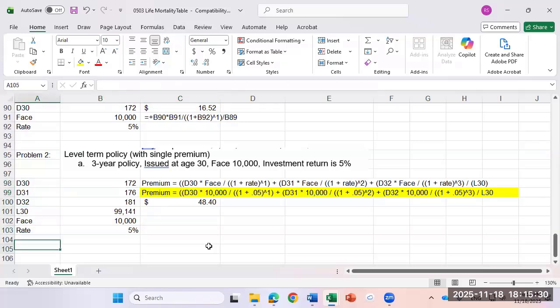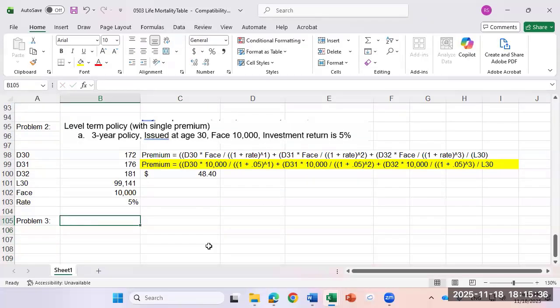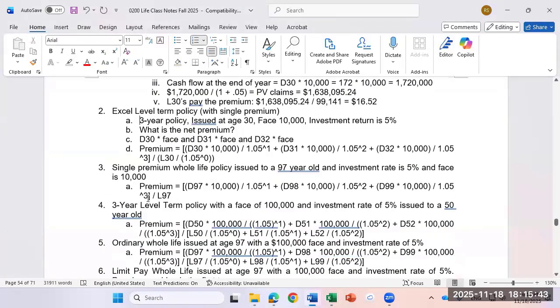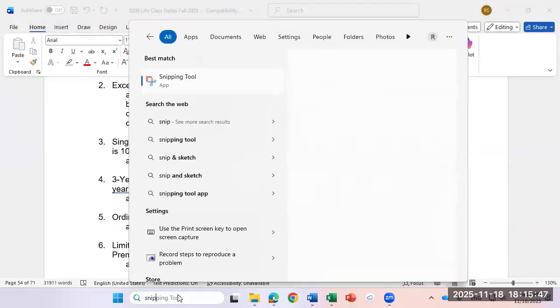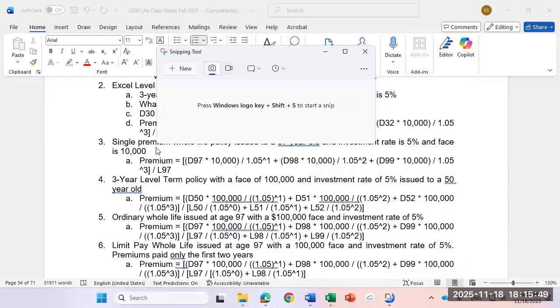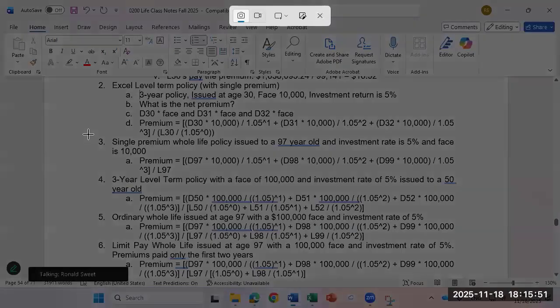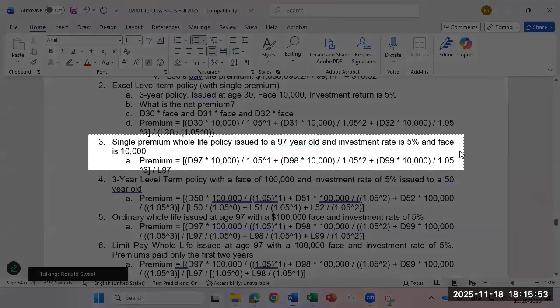So let's try problem 3. Hopefully you're in Excel and trying to keep up with me here, that you loaded the mortality table so you can watch me. So problem 3 is another one that won't be on the exam, but gets us set up. This is the last one we'll do that won't necessarily be on the exam, and then after that, they'll all be candidates for the exam.